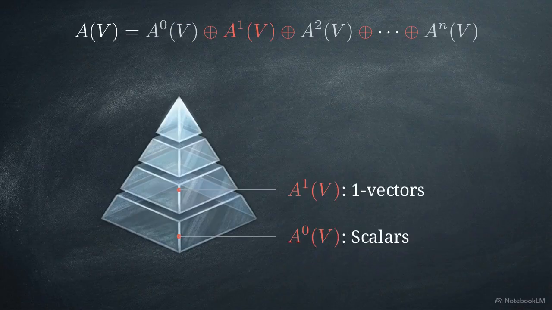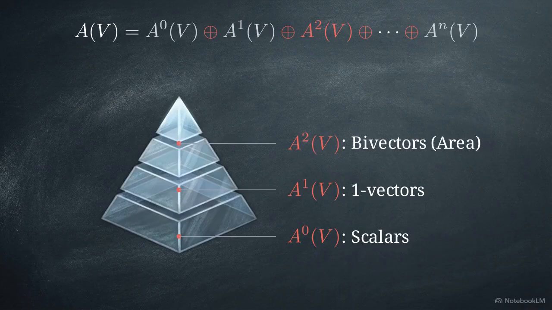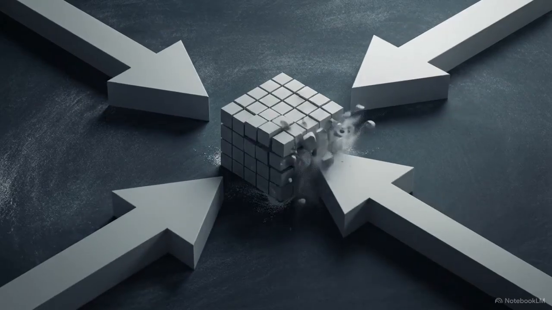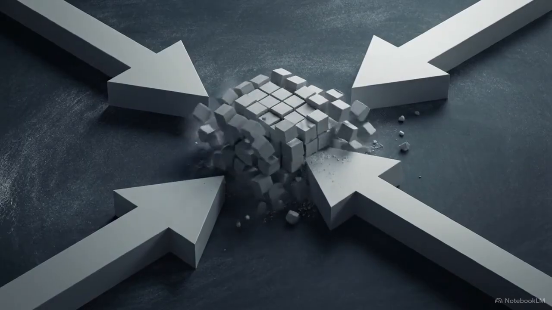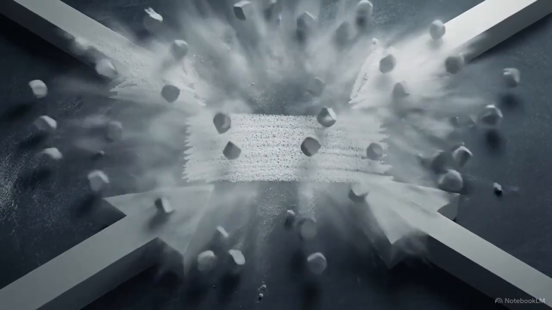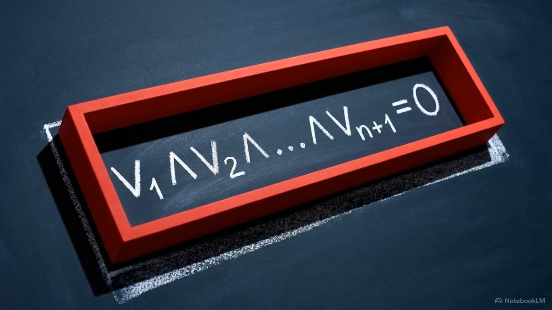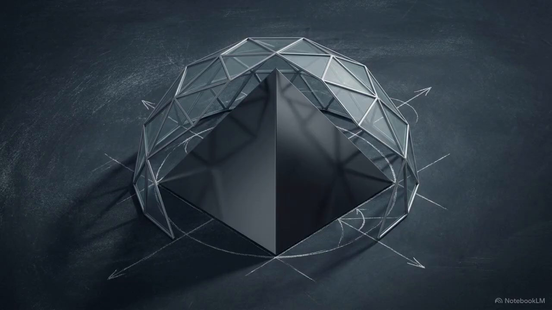Moving up the ring to A2, we find bivectors, forms that evaluate two-dimensional areas. The structure culminates at An, the top-level module, which calculates complete n-dimensional volume. If you attempt to wedge more than n vectors together in an n-dimensional space, the vectors are mathematically guaranteed to be linearly dependent. Because linear dependence combined with the alternating property forces a 0 result, the Grassmann ring naturally bounds itself. It builds upward and precisely terminates, creating a closed mathematical architecture.